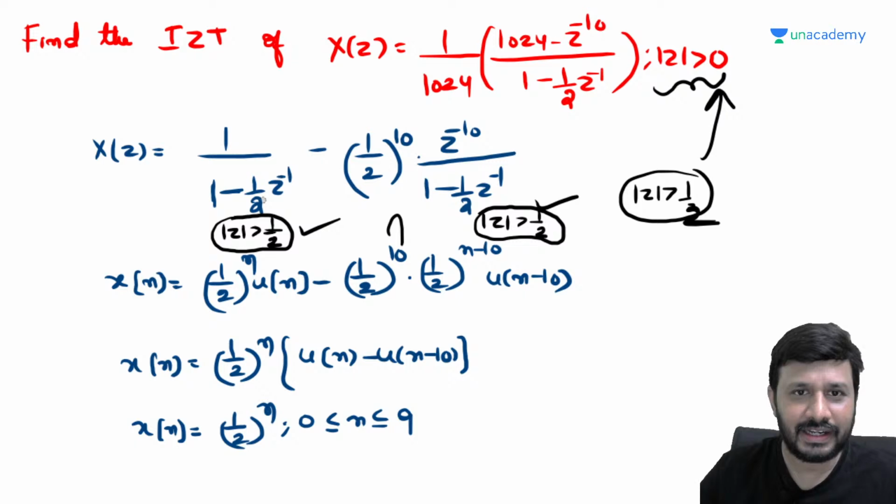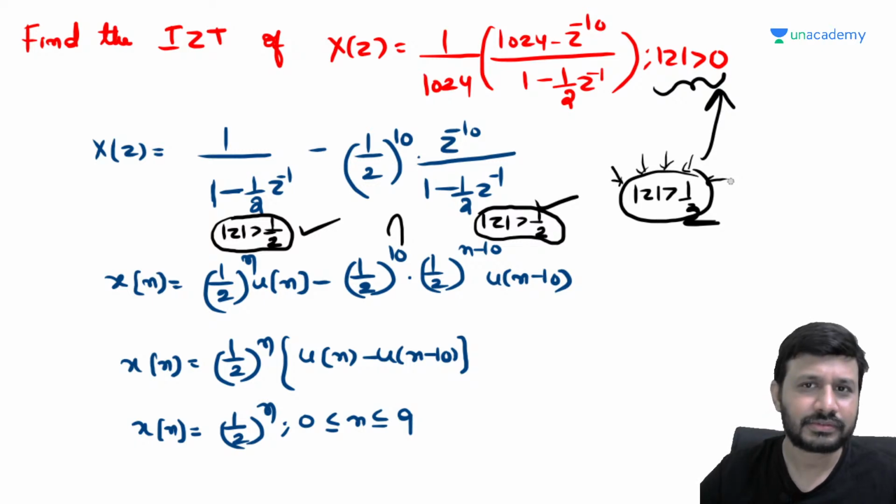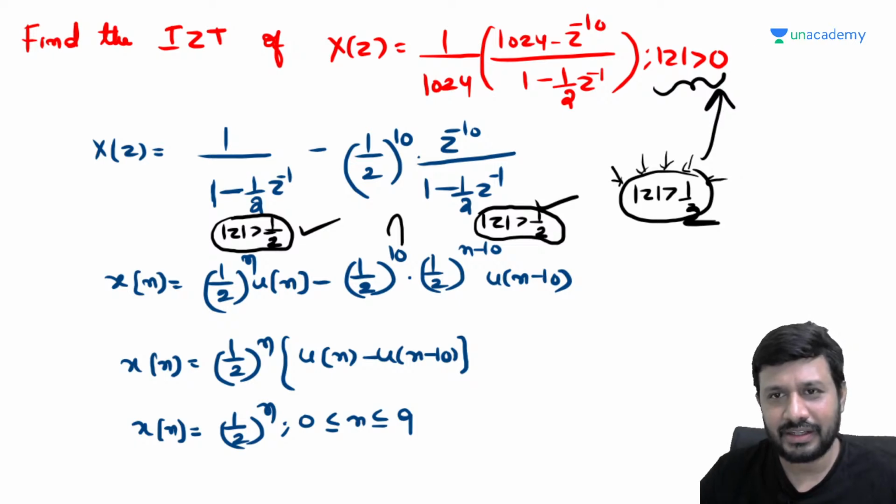For the first signal mod z greater than 1 by 2. Second signal, if I consider this to be causal, mod z greater than 1 by 2 means linear combination means again I must get mod z greater than 1 by 2, but he gave mod z greater than 0. What is this one? Is it a valid doubt? I assumed that the signals are causal and I am doing all this, but the final ROC is also mod z greater than 0. What is this one?